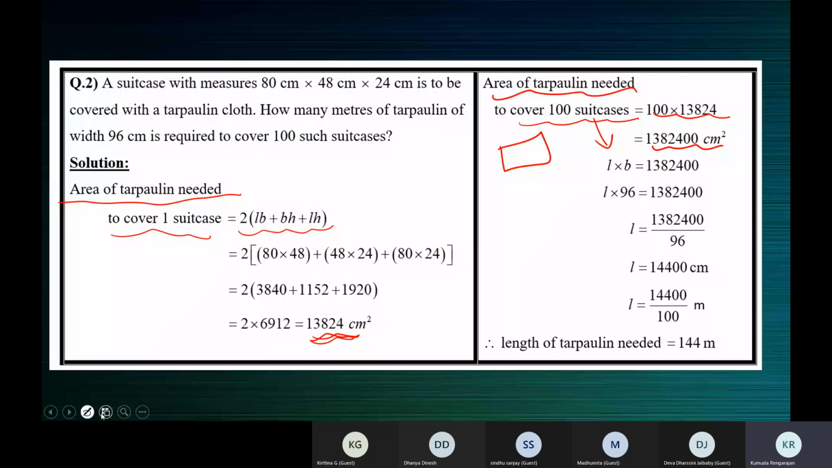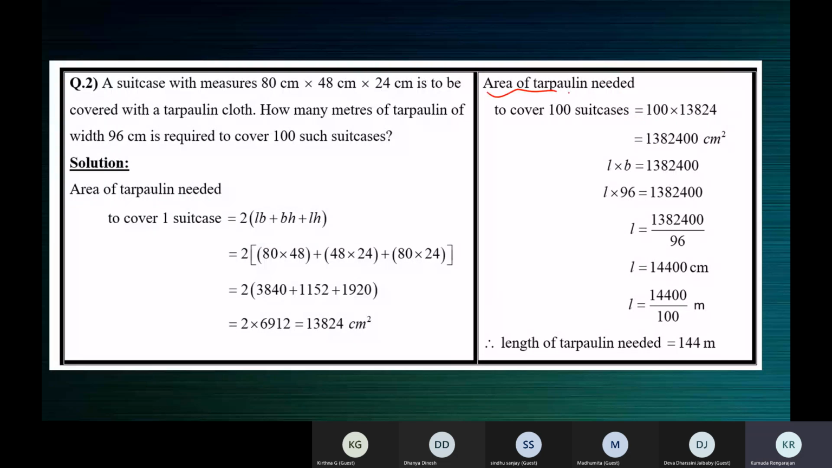The area of the tarpaulin needed to cover 100 suitcases is this. And that material will be rectangular. How do you find the area of a rectangle? L into B. So L into B should be this value. The length into the width, 96, should give you this area. So the length will be equal to area by width, which is 14,400 centimeters.